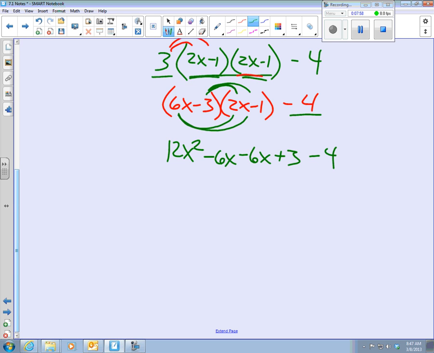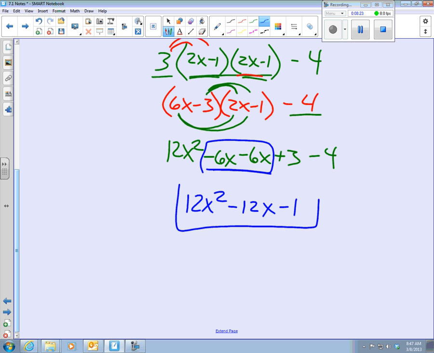And all we have to do is combine our like terms. There are 2 of them in this case, the negative 6x's, so it's 12x squared. This gives me minus 12x. And finally, 3 minus 4 is negative 1. Right here, 3 minus 4, negative 1. And we're done. I think I did that right. So, yeah, that looks good.